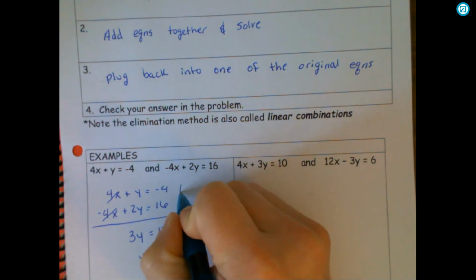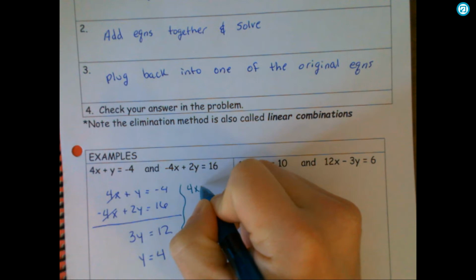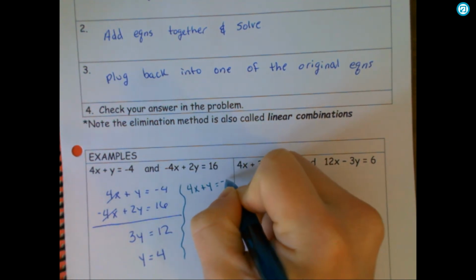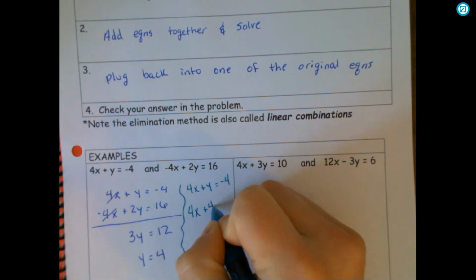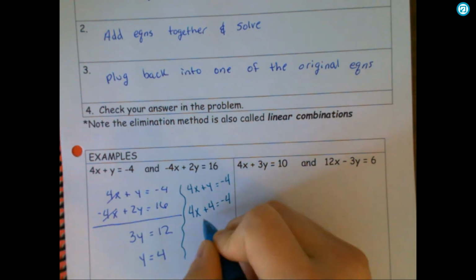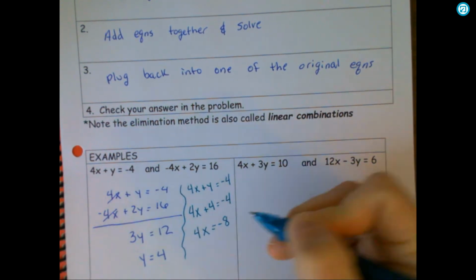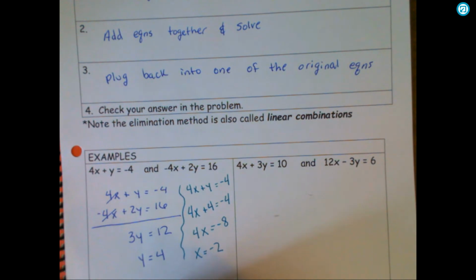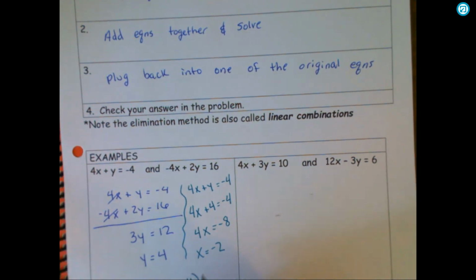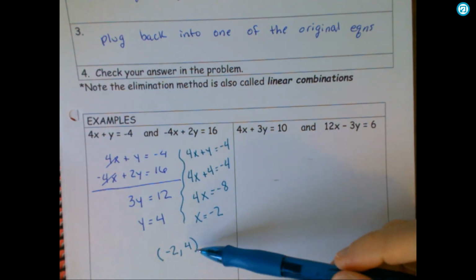I'm going to do it in a different color over here. If I plug into the one on the left, we had 4x plus y equals negative 4. If I plug 4 in for y, 4x plus 4 equals negative 4. Go ahead and solve by subtracting 4 from each side. 4x equals negative 8. Divide by 4, x equals negative 2. So that gives me a final answer of negative 2 comma 4. Remember, we still are writing our final answers as ordered pairs here.